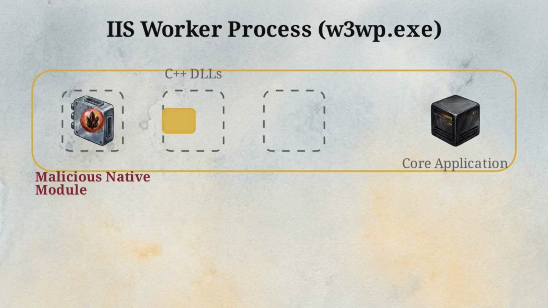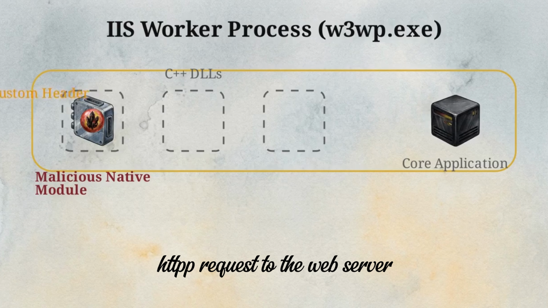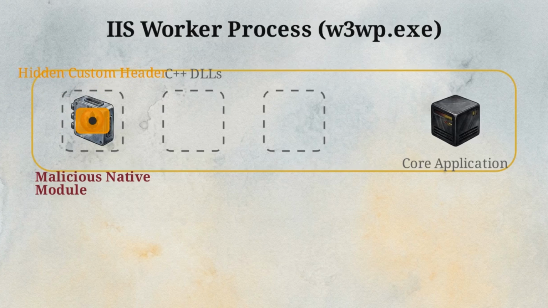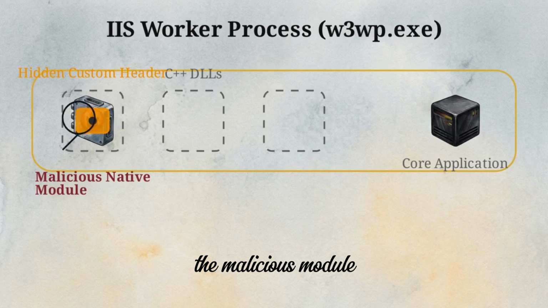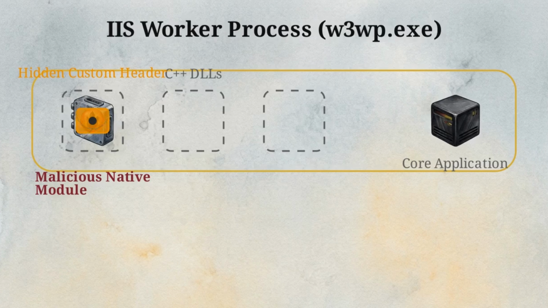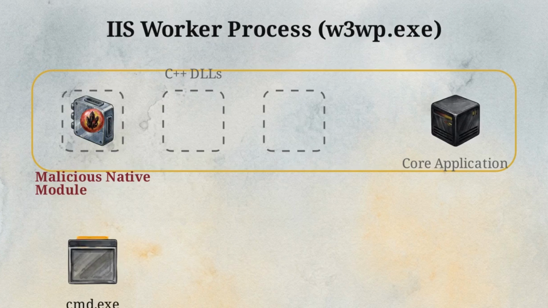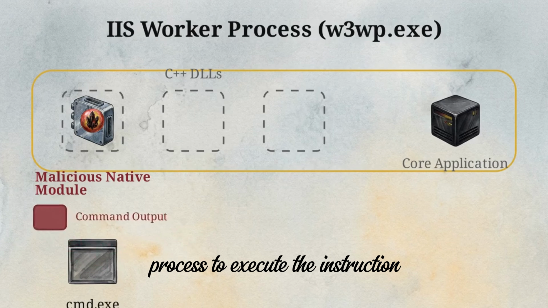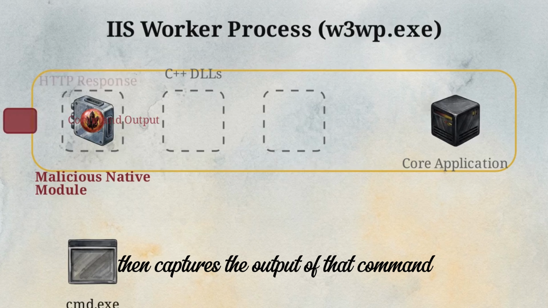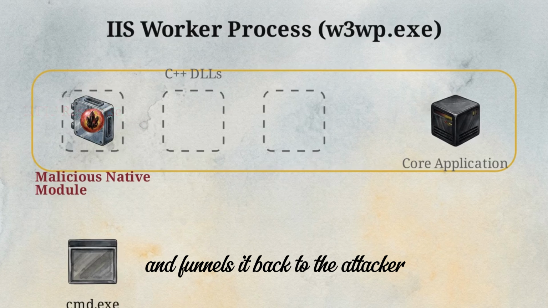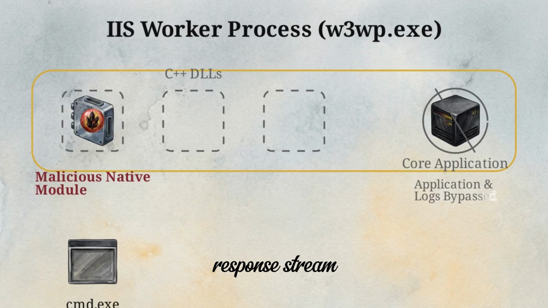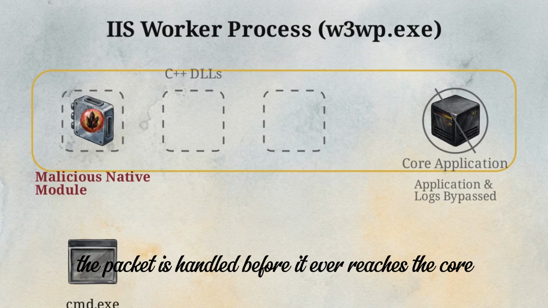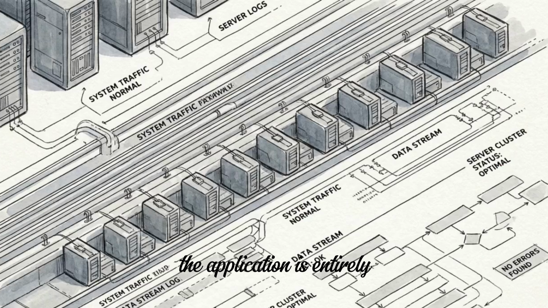To interact with this module, the attacker sends a standard HTTP request to the web server, but embeds a highly specific hidden custom header containing a command. The malicious module scans the incoming traffic. When it detects that exact custom header, it pulls the packet from the flow and immediately forks a hidden command line process to execute the instruction. The module then captures the output of that command and funnels it back to the attacker through the standard HTTP response stream. The packet is handled before it ever reaches the core web application. The application is entirely unaware of the transaction, meaning the malicious activity never appears in the standard web logs.